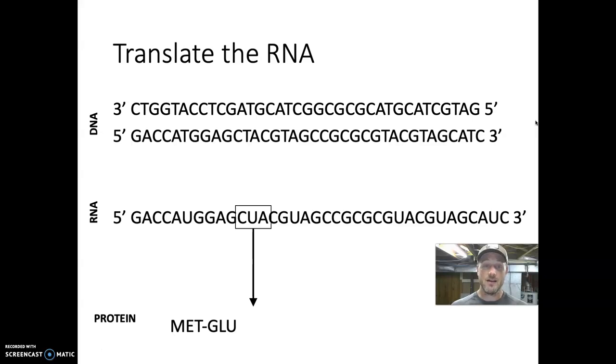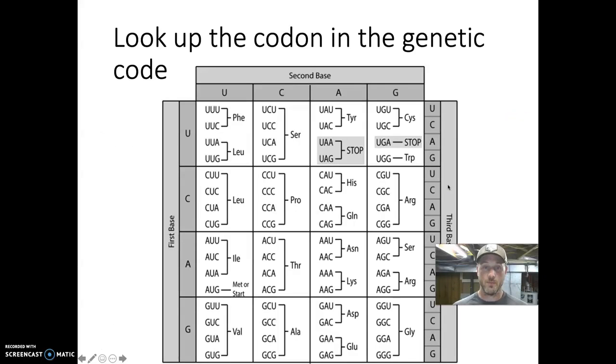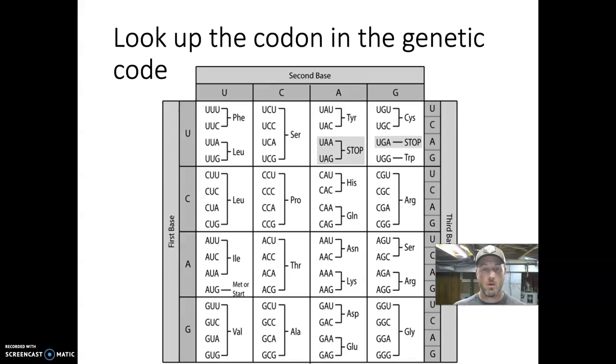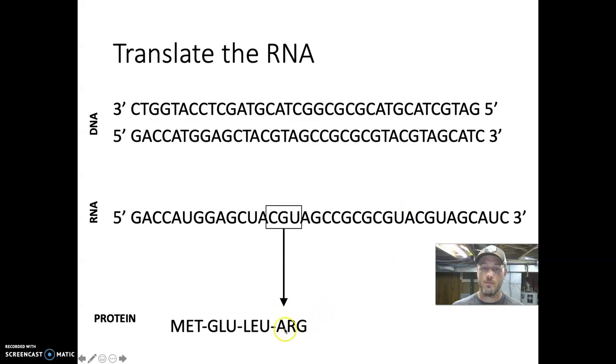Next, we're going to look up CUA. All right, so we go back to the code, CUA, leucine, Leu. So I put that into my protein sequence. We get the next 3 letters, which are CGU. We look that up. CGU, here we go, it's an arginine. So we come back, we put arginine in our protein sequence. So we're just trying to build the string of amino acids in the order that the DNA told us they belong. So we'll keep going.